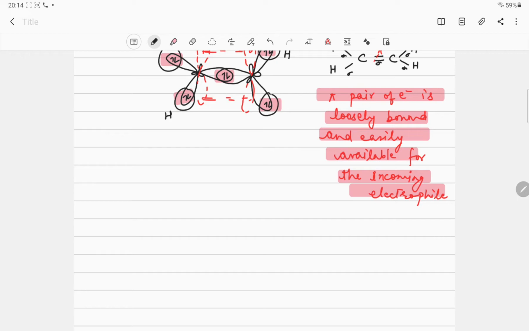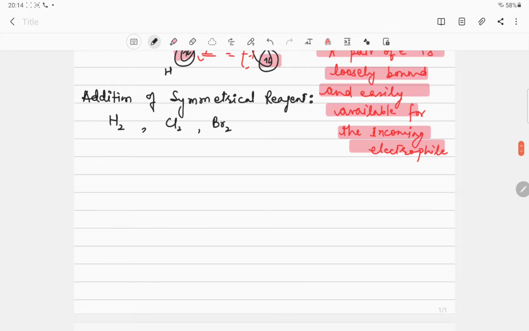Now we are moving to what are the examples of this electrophilic addition. Addition may be of a symmetrical reagent. What do we mean by symmetrical reagent? The reagent which contains similar parts, like H2, both are H atoms, Cl2, Br2, all these are symmetrical reagents. Or it may be an unsymmetrical reagent also.